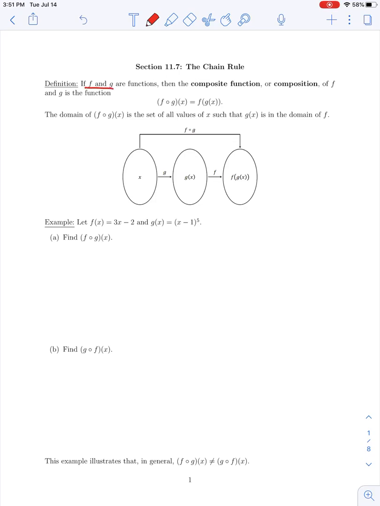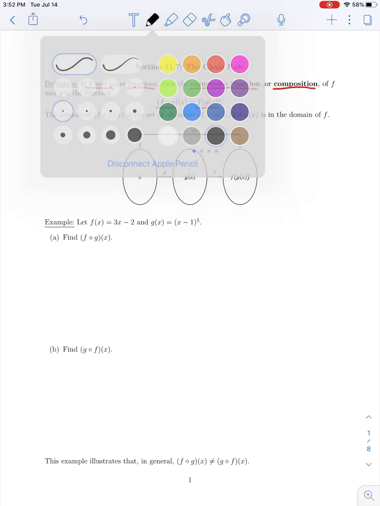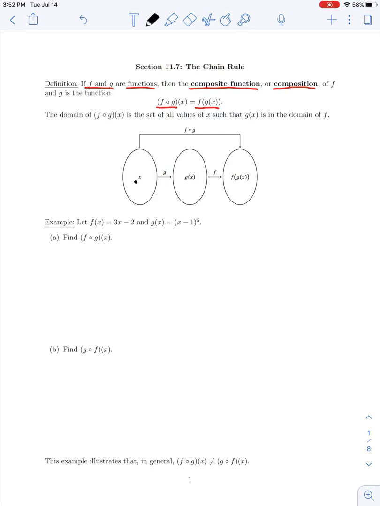If f and g are two functions, then we would define the composite function, or sometimes called the composition of f and g, as the function f circle g, or f composed with g of x, as the function f of g of x. Let's think about what this composite function is doing. If we have some set of variables, let's say x, we can apply some function g to that set, and if we look at the value assigned to the variable x by the function g, we have an element of a new set called g of x.